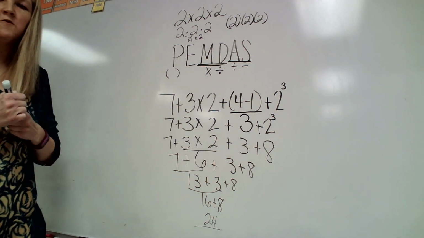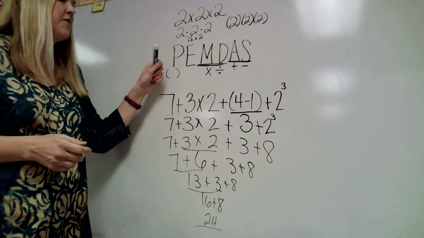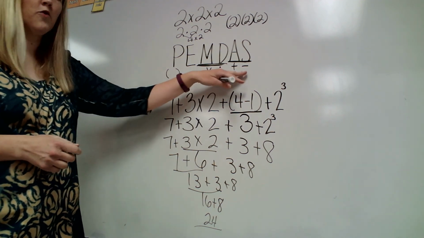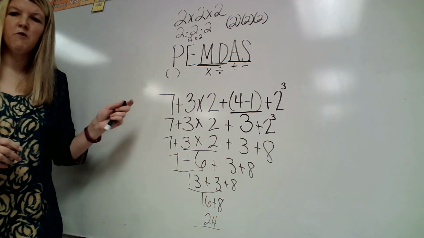So if you got 24, then you followed the order of operations. If you got something else, now you know the order that we need to work these problems out. So we're going to do a few practice problems on the form.